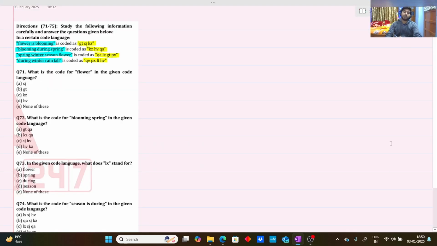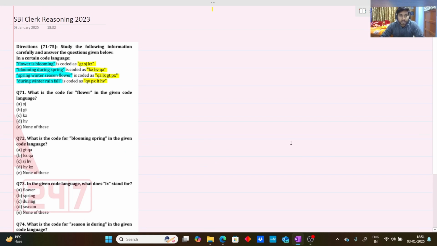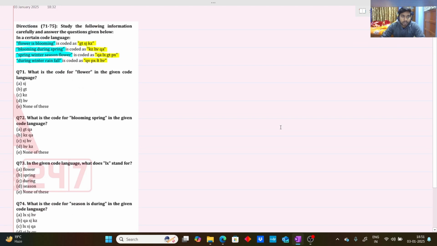Today we will do questions from SBI Clerk reasoning questions from 2023. Today we'll do coding decoding questions. In this type of questions, the first thing that we do is form a table of word and the code that specific word corresponds to.